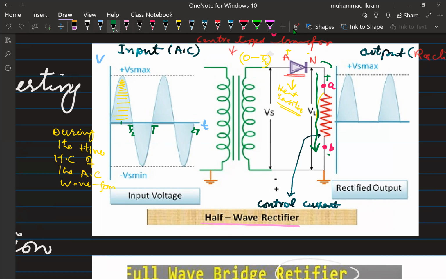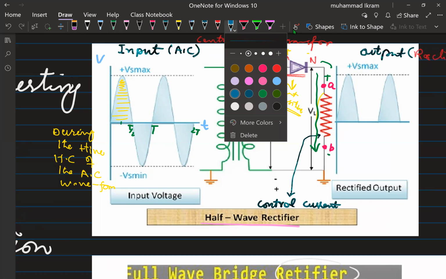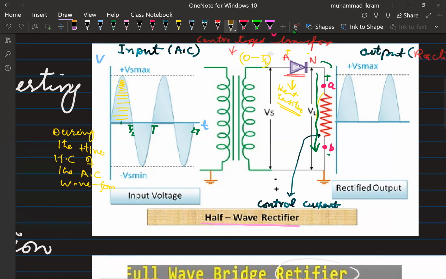Now, during the negative half cycle, let us see what is going on. When there is the negative half cycle, let us do it with a different color pencil, for example, with this one. During the negative half cycle, as you see, this is the negative half cycle. What does this mean? That in the negative half cycle, from T by 2 to T, this is the negative half cycle.